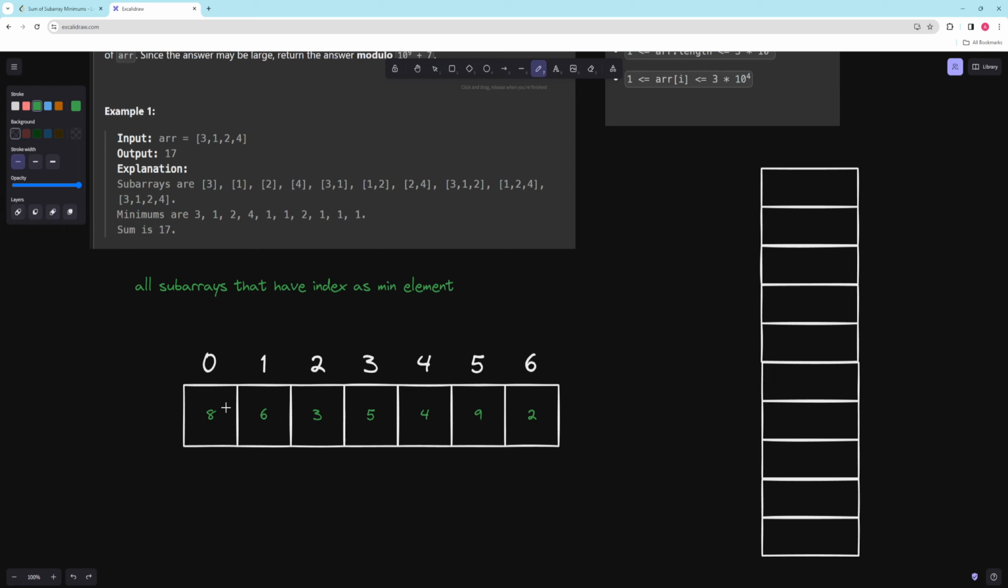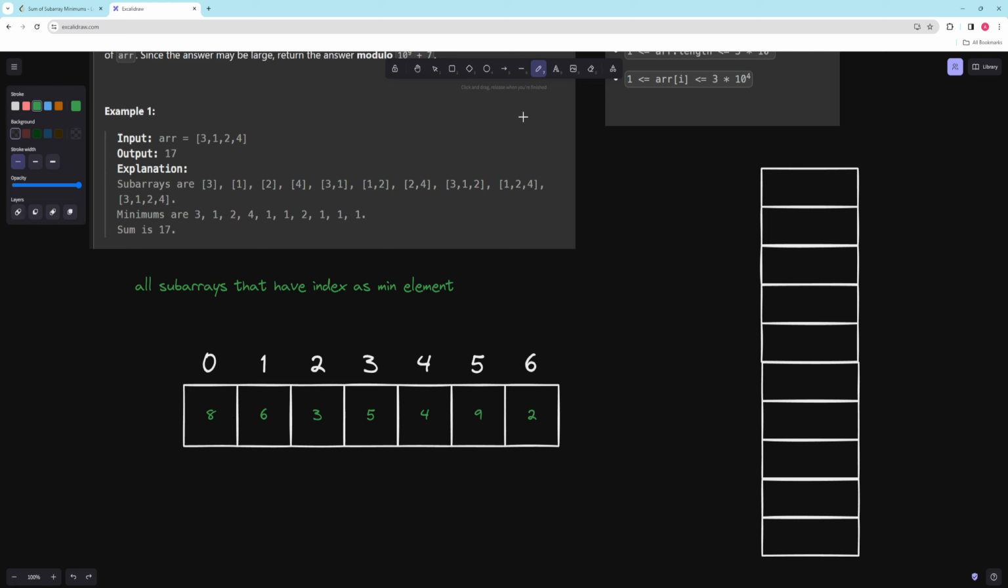what are the constraints of how many numbers to the left and how many numbers to the right it can have such that 8 is the minimum? So for 8, you can't really have anything to the left or to the right, because if you start including a 6, then the minimum won't be 8, it'll be 6.